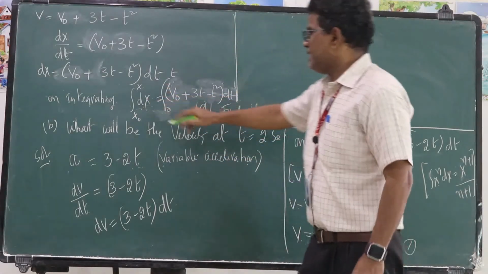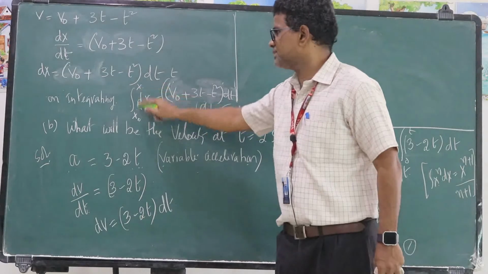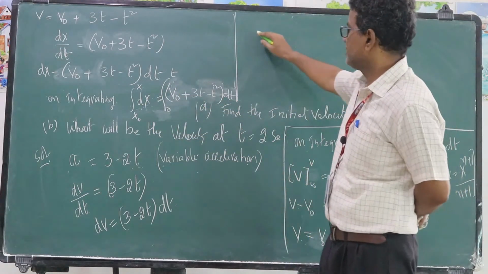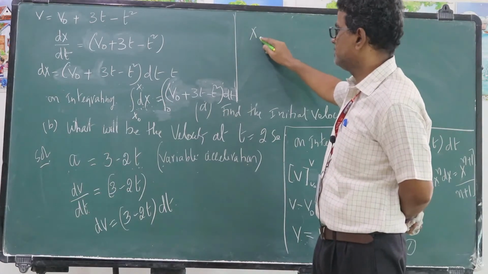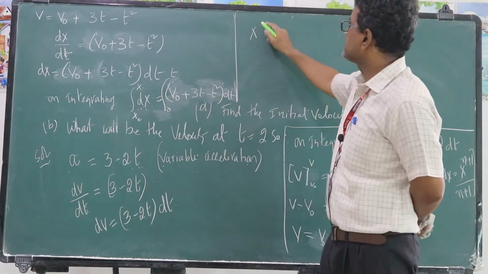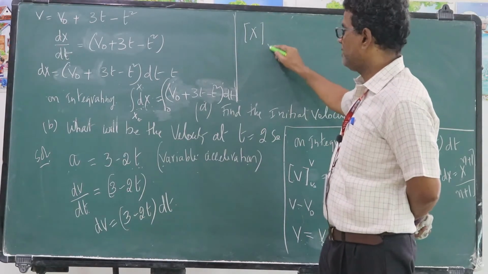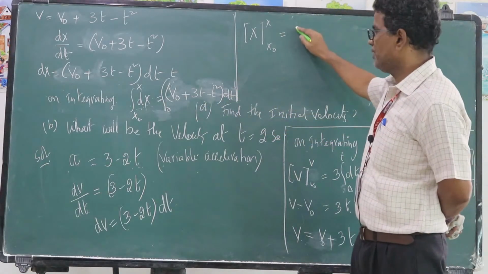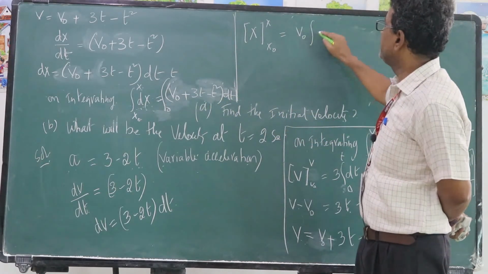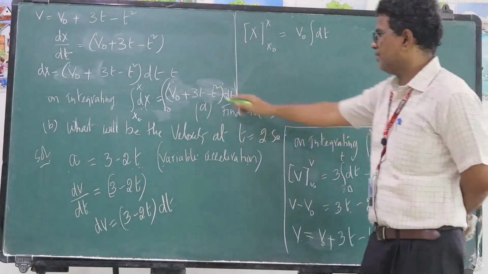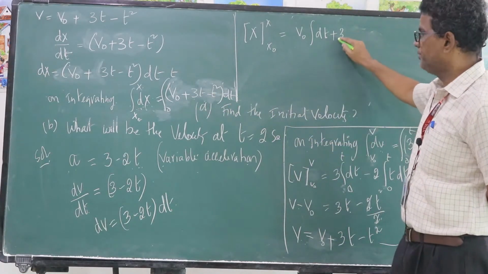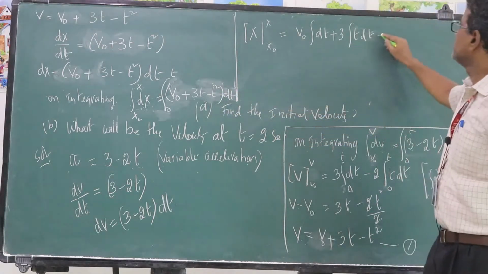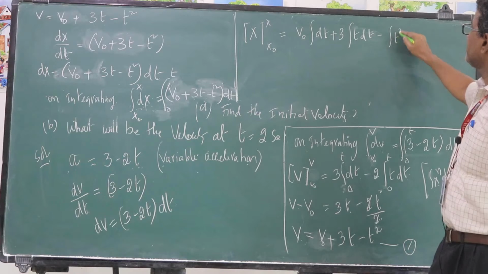So integral dx, limits are x naught to x. x naught is the initial position, x is the position as a function of t. So integral dx is x. You substitute the limits, x naught to x, and 0 to t. You apply the distributive property: v naught integral dt, plus 3 integral t dt, minus integral t square dt.